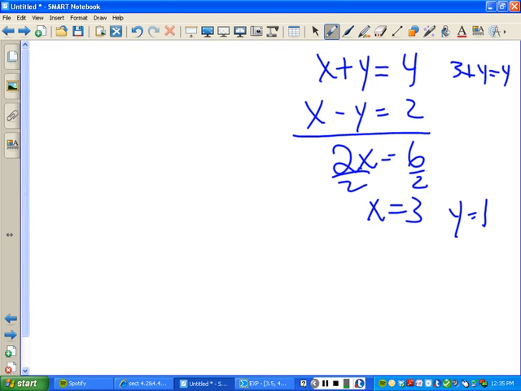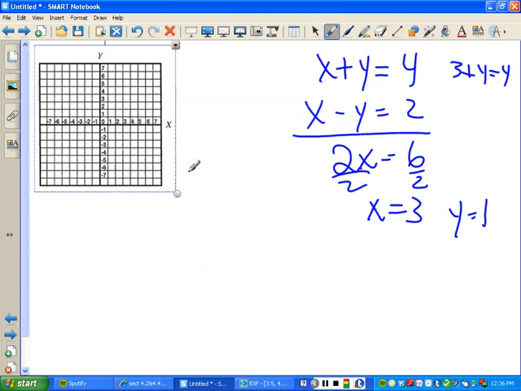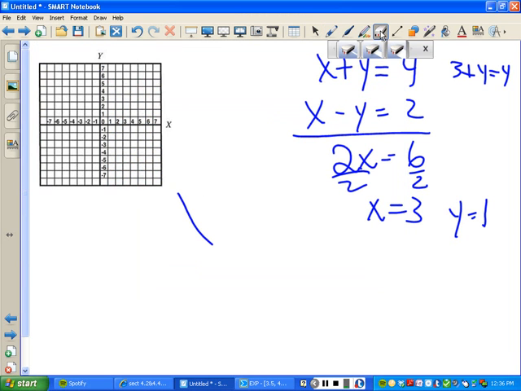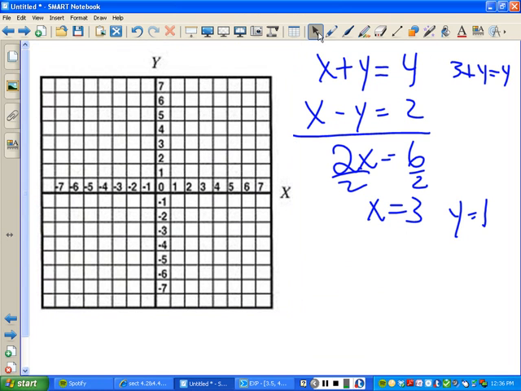Now, this is another case with what you were talking about. If I said solve this by graphing and you do that, well, I hope you'd be able to do that. If I say solve by graphing, though, that's a lot harder. If I say solve by graphing, what do you have to do? Well, you have to graph x plus y equals 4. So to graph x plus y equals 4, find the intercepts.